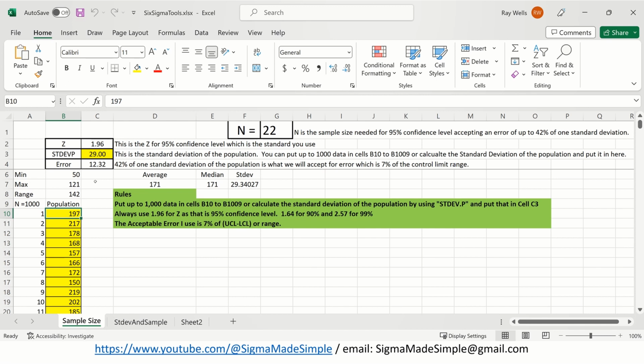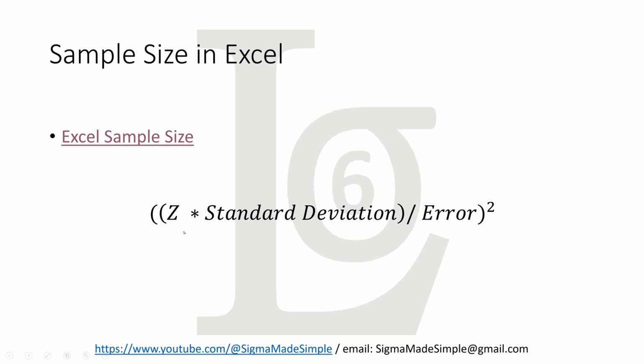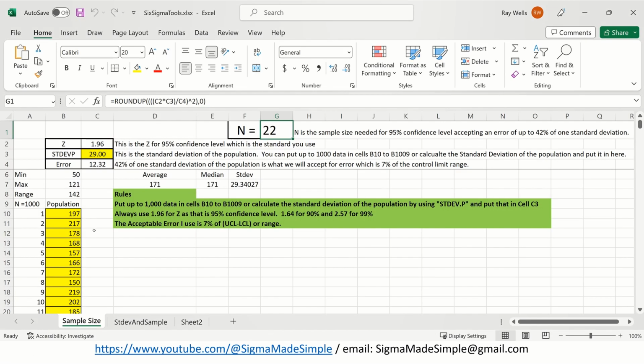So the formula for this is right here. And I'm going to show you the easier way of looking at that. So this is your formula. You take the Z times your standard deviation. You divide that by the error, and you take that result squared. And then you round it up to the nearest whole number. That's going to give you your sample size. Here, like I said, it's 22.